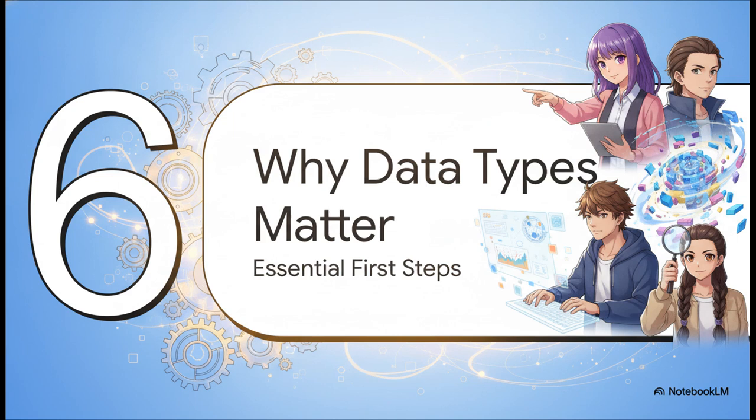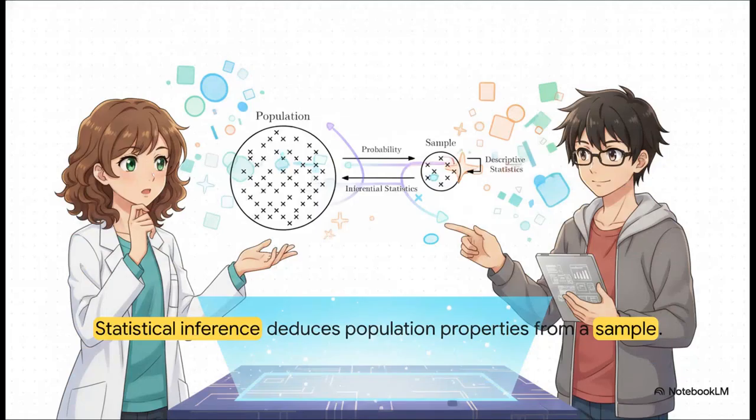Finally, let's tie this all together in Section 6, Why Data Types Matter. Choosing the correct data type literally dictates your entire statistical process. Imagine if a researcher mistakes ordinal categorical data for interval data in a massive clinical trial and inappropriately runs a standard mean average on it. Their entire conclusion about a new drug's efficacy could be wildly, dangerously inaccurate. The stakes are incredibly high.